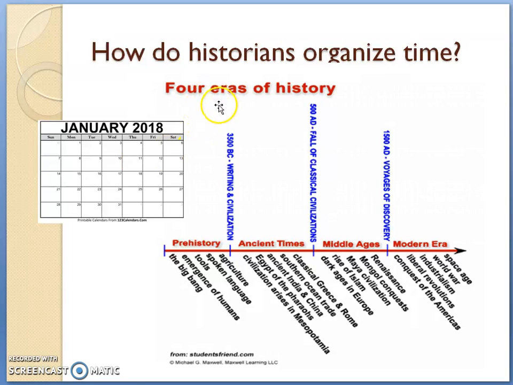We have eras here. Historians organize history into eras, into ages, into things like that. You see prehistory, ancient times, the Middle Ages, and the modern era. And even those major eras of world history are broken down into even smaller categories of time. So all temporal frames is how we think about time.